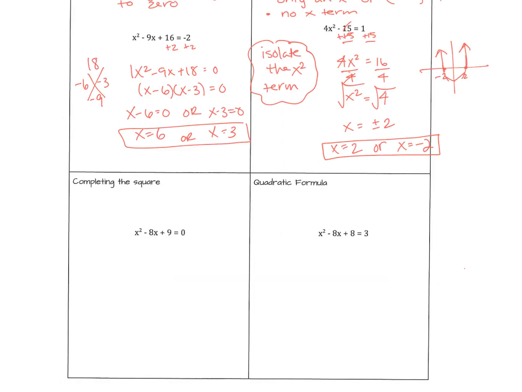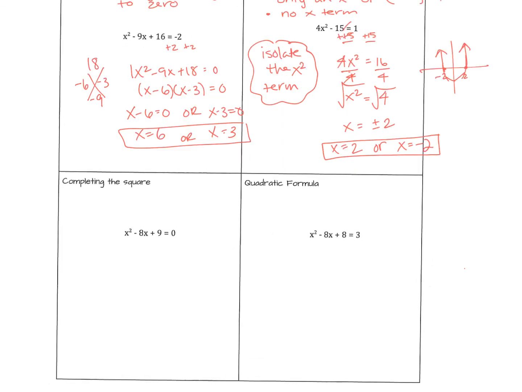Two other methods that you learned last year were completing the square and the quadratic formula. So let's discuss completing the square. There are 4 steps to completing the square. Step 1 is the setup step. This is when you get everything in order to complete the square. So I'm going to move my constant to the other side. I am also going to leave a space to complete the square.